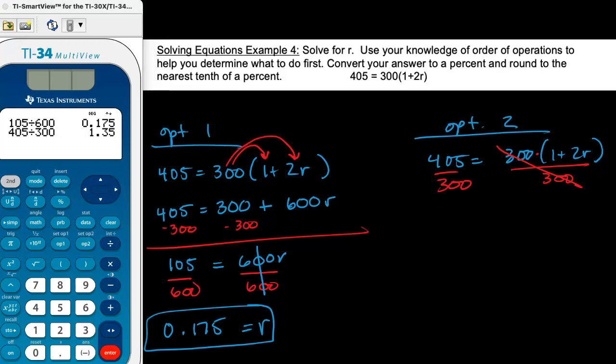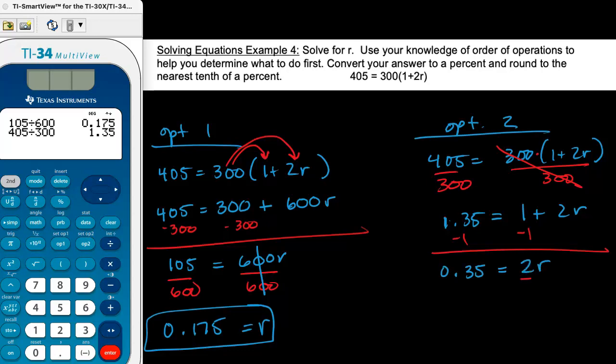So I get a decimal of 1.35 on the left, and then 1 plus 2r on the right. And at that point, you can just drop those parentheses since there's nothing on the outside that needs to be done to what's on the inside. And so then at this point, I could subtract 1 from both sides. And so I get 0.35 on the left, and then 2r on the right.